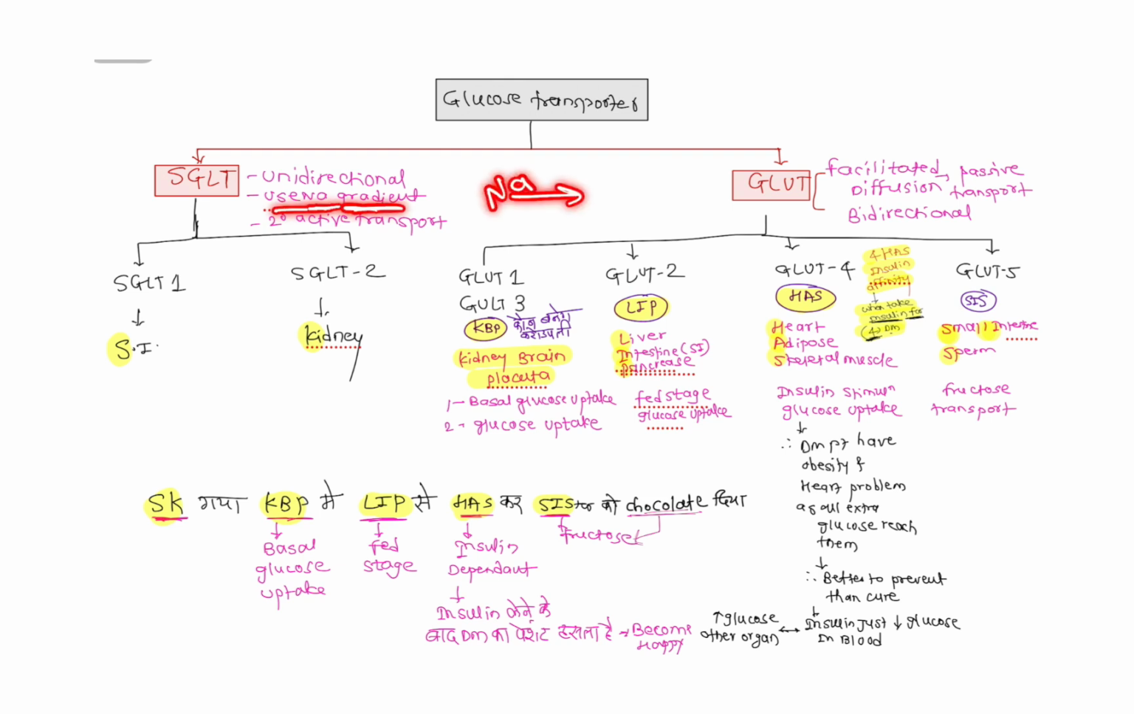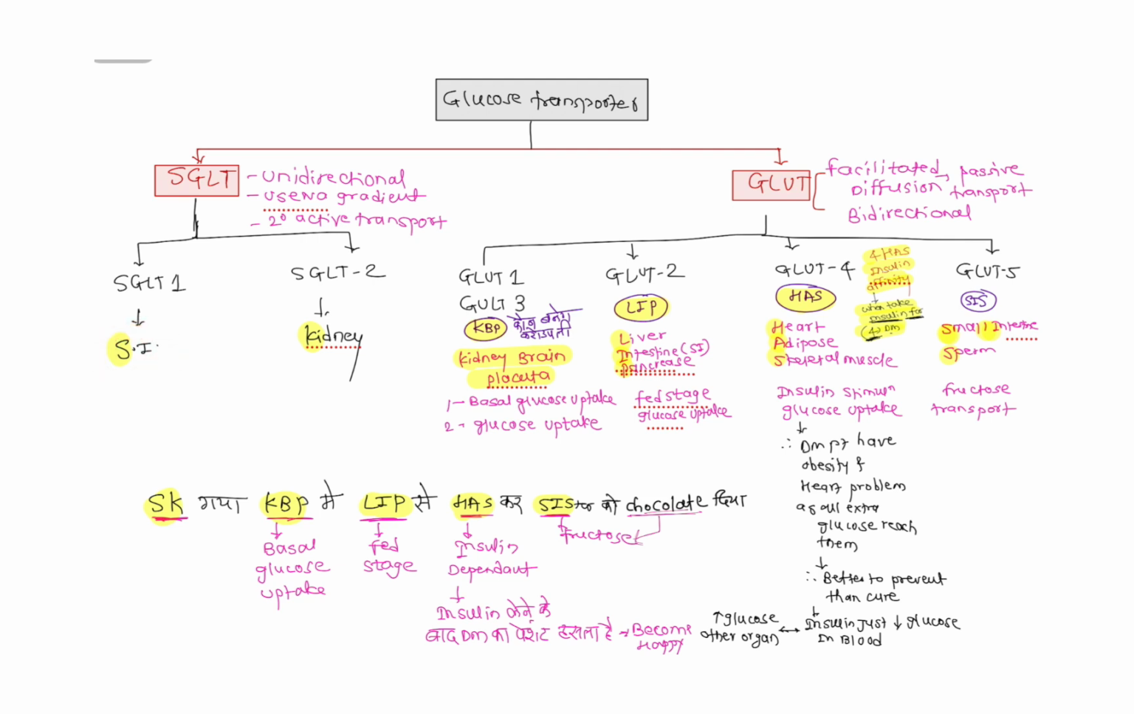They use the sodium gradient and are unidirectional, and these are secondary active transporters. While GLUT works by facilitated diffusion, it does not use the sodium gradient. SGLT uses the sodium gradient, is secondary active transport, and is unidirectional. GLUT is passive transport and is bidirectional.